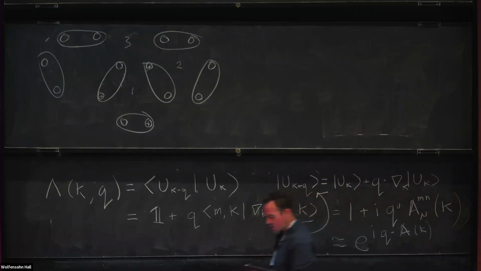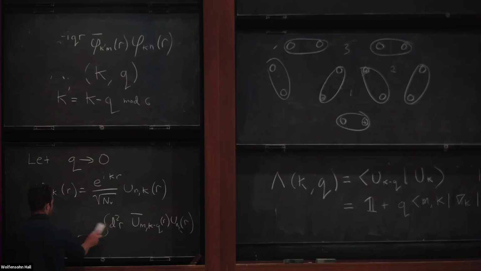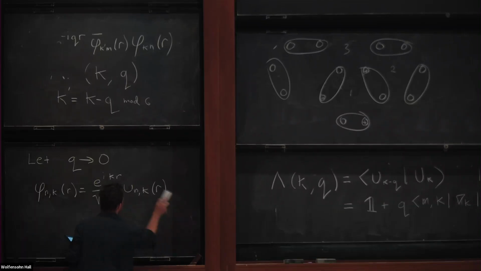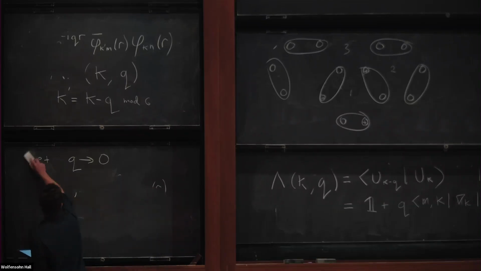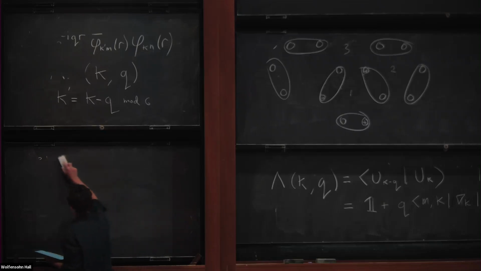But we can do better than that, in order to justify why we could let q go to 0 in the first place. Naturally, what we want to do is look at second order in q. And it turns out that to second order in q, one finds a definition for the form factor which is exactly identical to what people call the quantum metric.